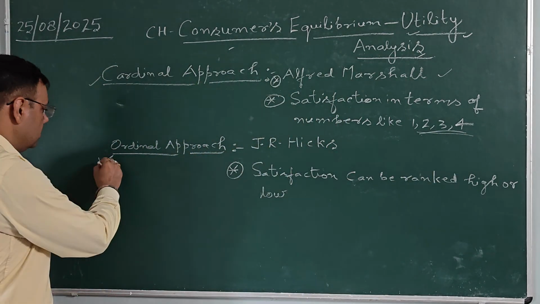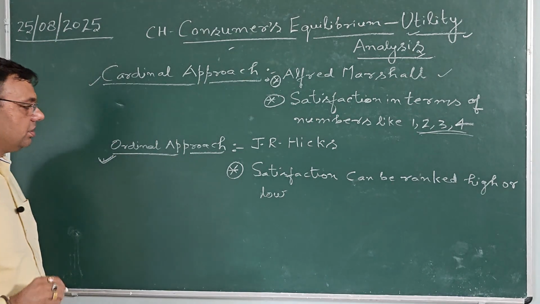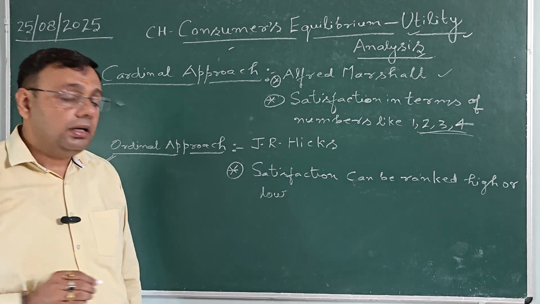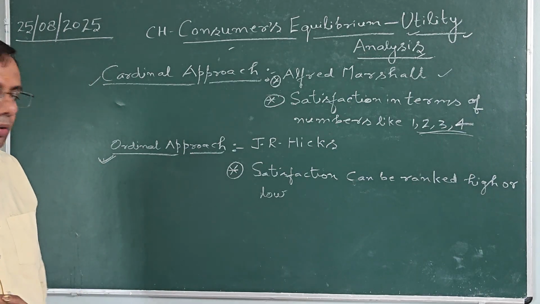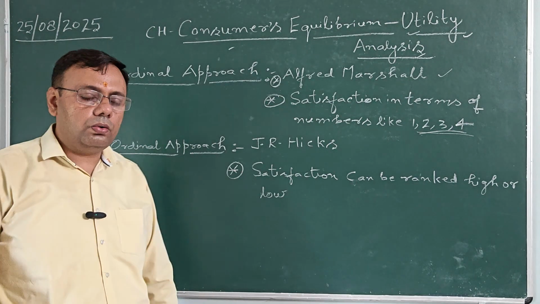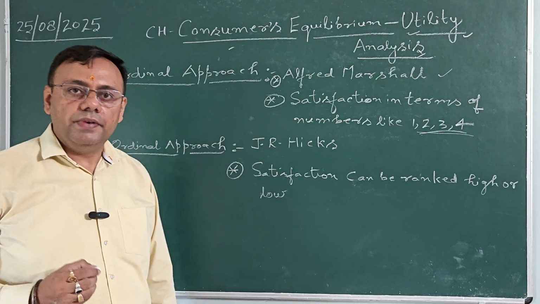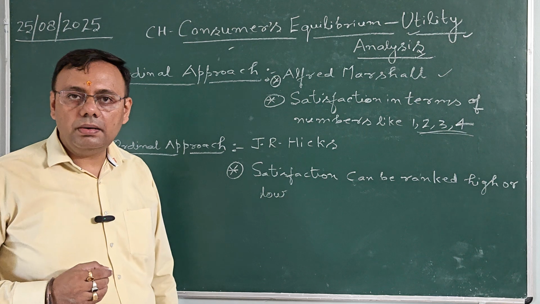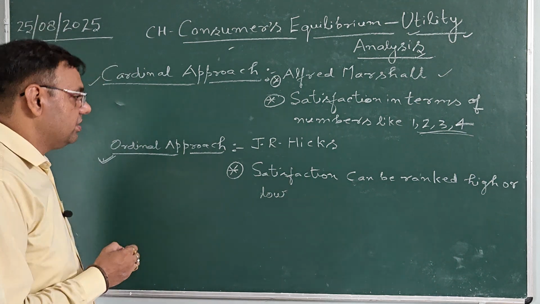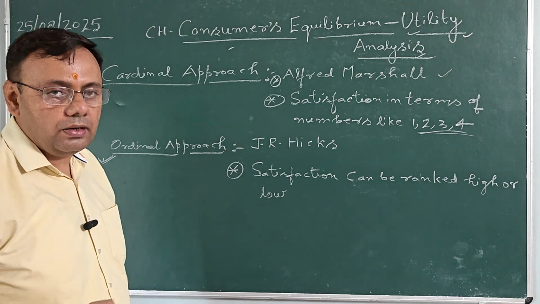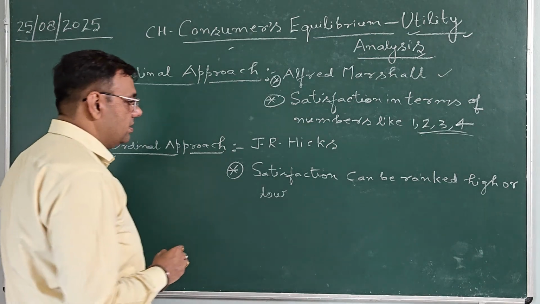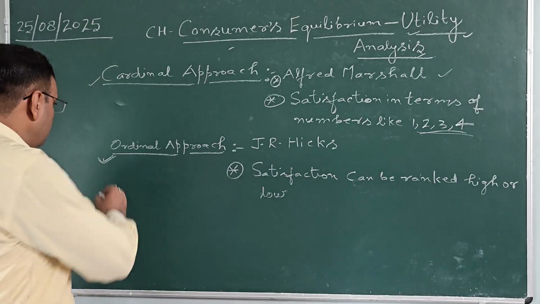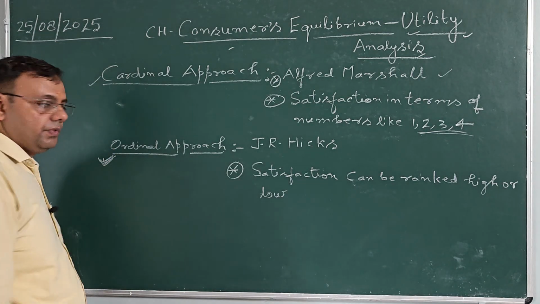And the second approach is the ordinal approach. The ordinal approach is given by J.R. Hicks, and according to this, satisfaction can be ranked high or low, not in terms of numbers. High or low means we give preference to a book, then second is a pen. So according to our satisfaction level, our rank, our preferences, we know about the satisfaction level of a consumer through the ordinal approach.